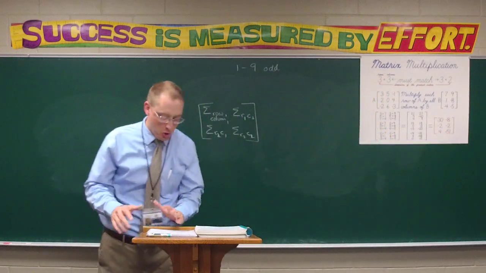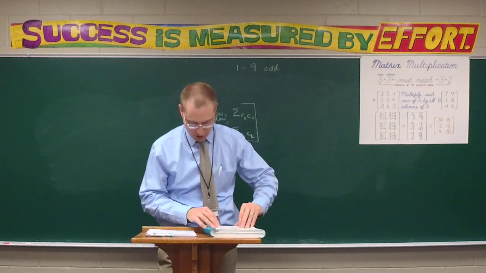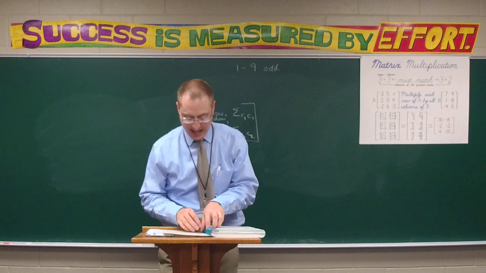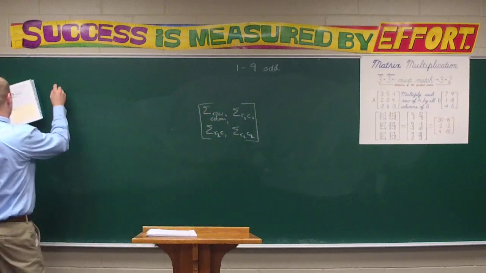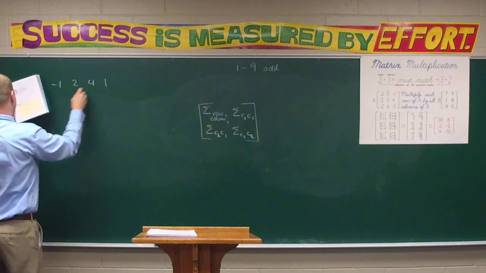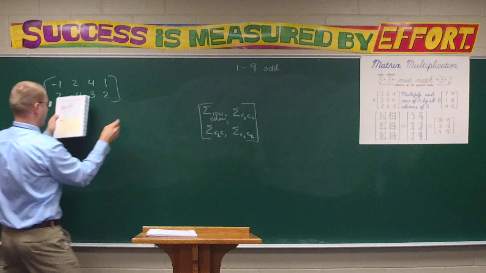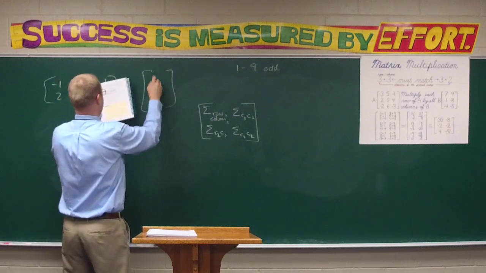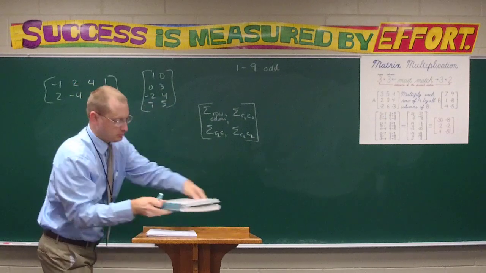So let's do one of these now as you go back to page 278. Actually, I think I'll have you watch this one, but you're going to help me with it. Page 278, we've got matrix A: negative 1, 2, 4, 1, 2, negative 4, 3, 2. And then we've got matrix B: 1, 0, 0, 3, negative 2, 4, 7, 5.